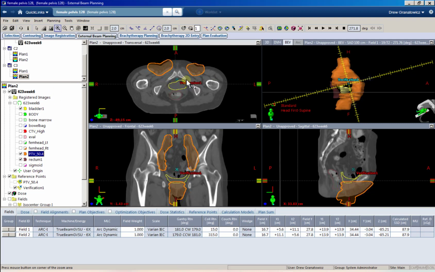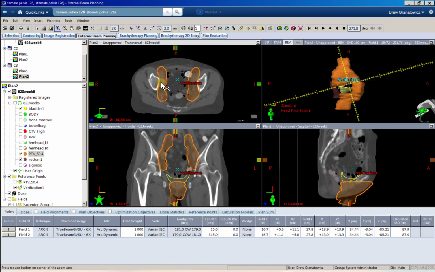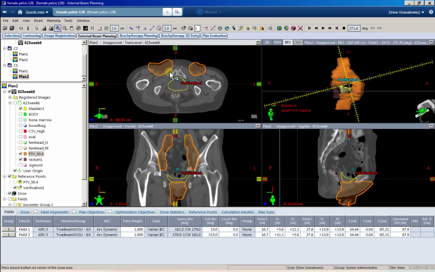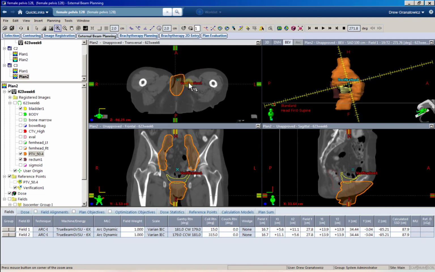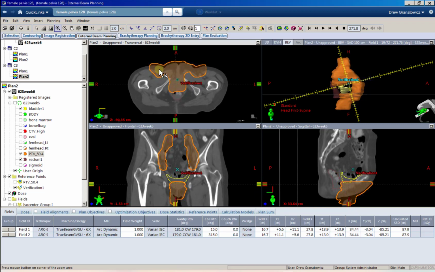But anyways, this week we're stepping it up a notch, complexity wise, and the reason it's a little more complex is the shape of the PTV is just a little bit different. It breaks up into multiple pieces, and if you notice, it extends outside the body. So we're going for a good skin dose here. Okay, so we're going to be using Bolus.